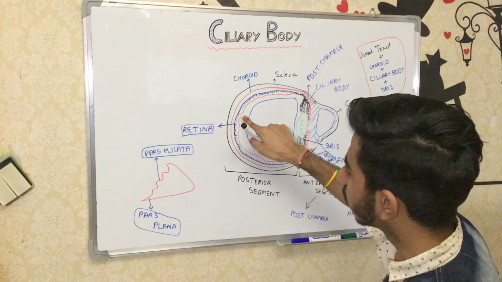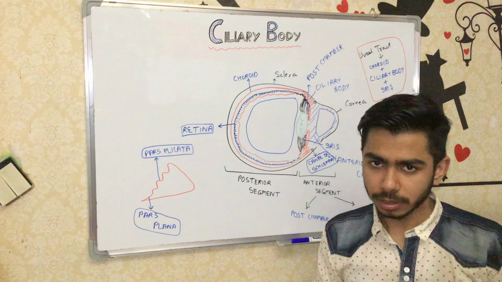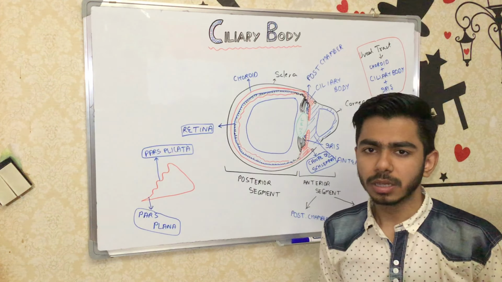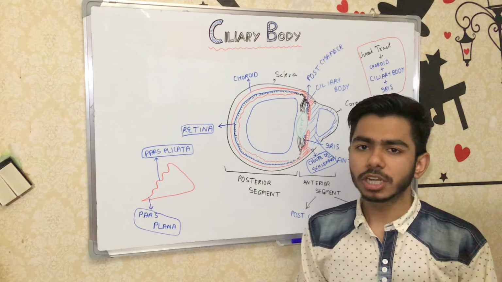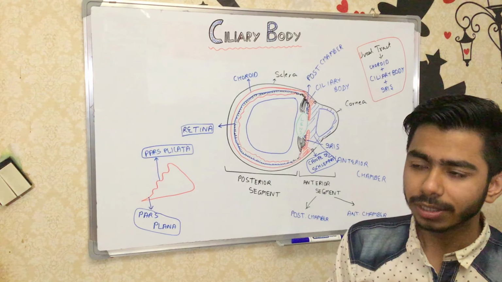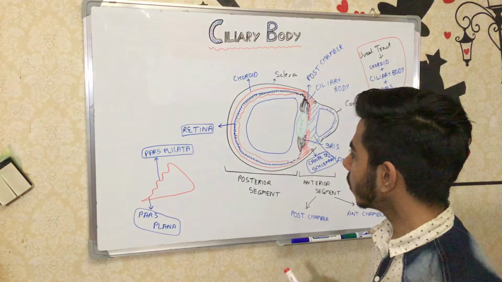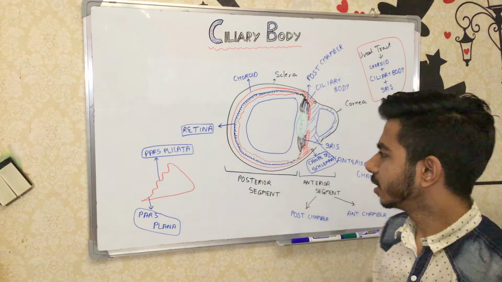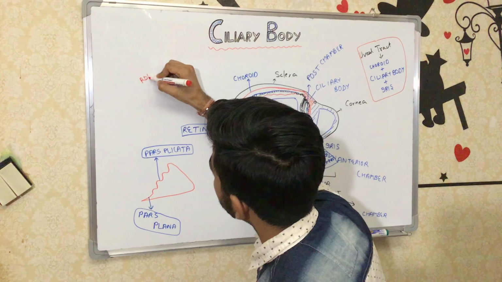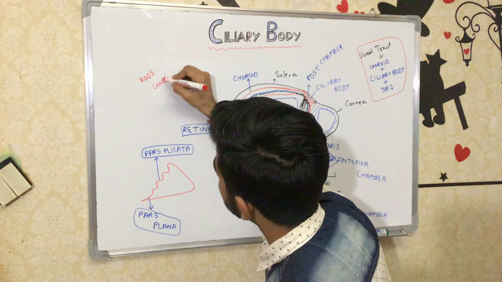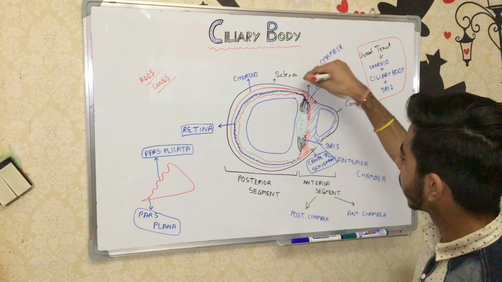Now, this neural layer also contains the rods and cones structures, right? You must have heard about the rods and cones. The rod cells mainly help us to see objects in the dark, and the cone cells help us to see objects in the daylight, right? So these rods and cones are present in the neural layer of the retina. Remember, both these cells are present just till this portion.